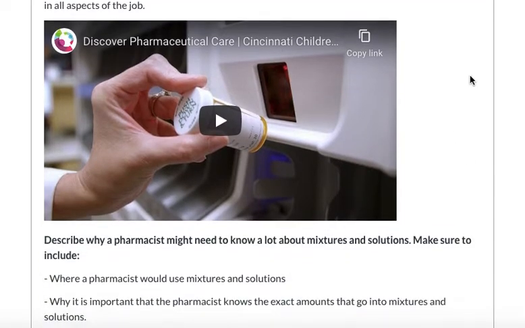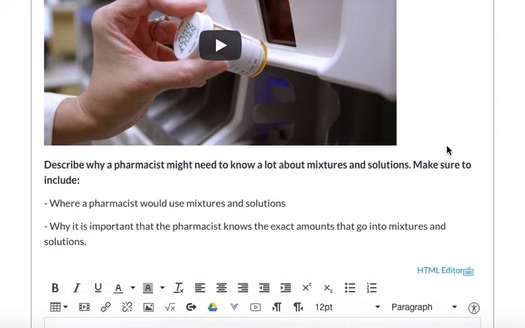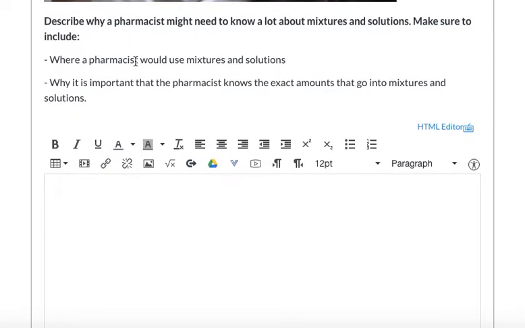Then you may watch this video about discovering pharmaceutical care. And then describe why a pharmacist might need to know a lot about mixtures and solutions. Make sure to include where a pharmacist would use mixtures and solutions and why it is important that the pharmacist knows the exact amounts that go into mixtures and solutions.